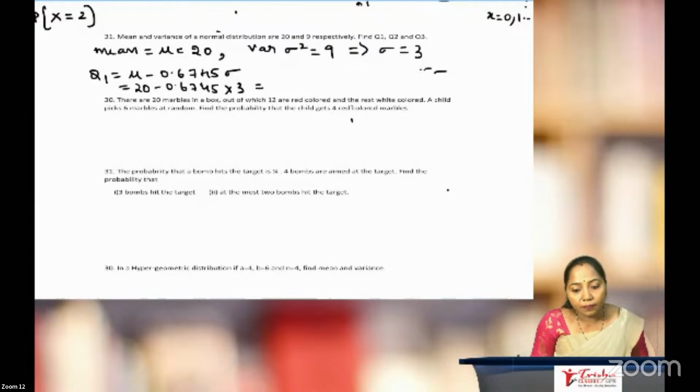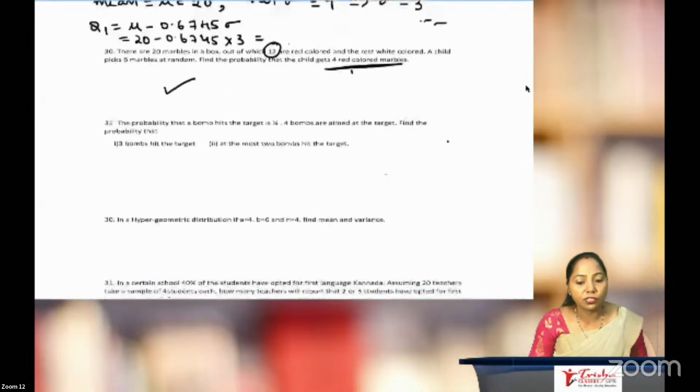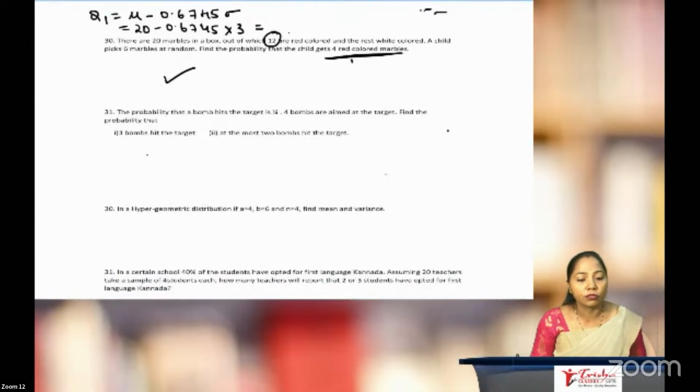Tell me what will be A. X will be the number of red marbles, because that is what they are asking us to find. A will be the number of red marbles, that is 12. What is N? How many marbles does the child pick? How many marbles are selected? 6 marbles. Use the mass function for X equal to 4, which is the probability that the child gets 4 red marbles.